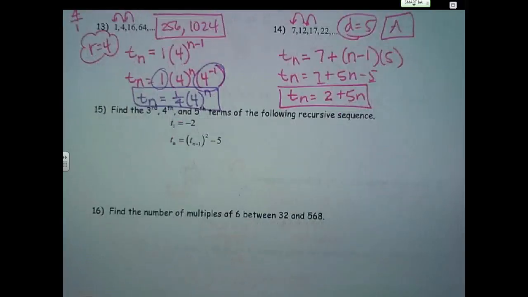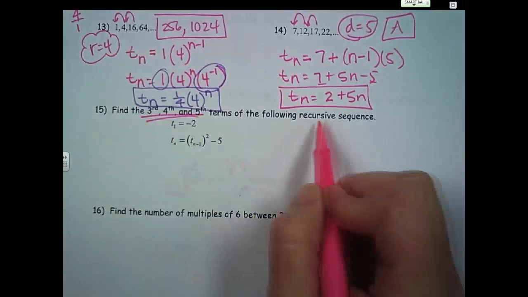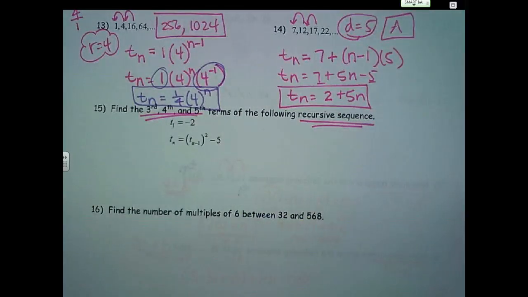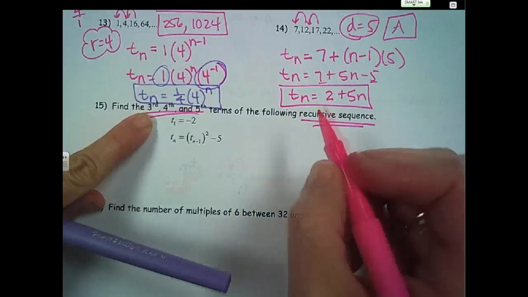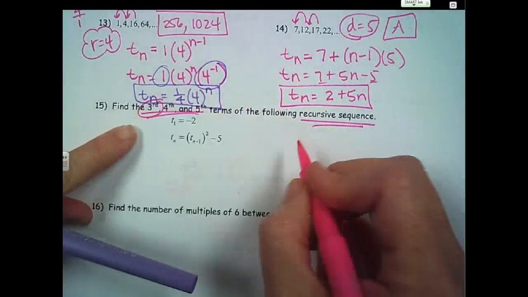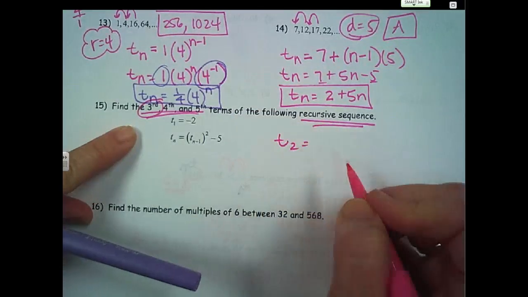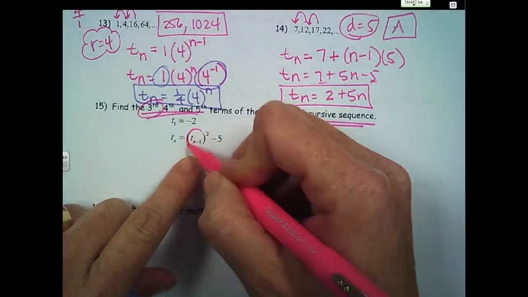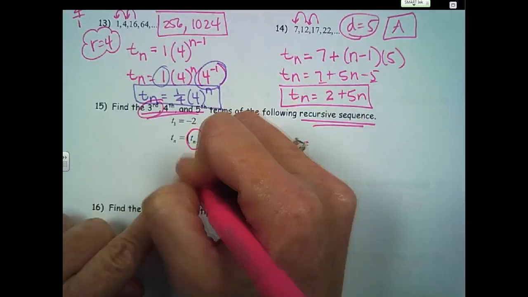Okay, the next one. Find the third, fourth, and fifth terms of the recursive sequence. Remember, this is where you have to use the previous term to get your next term. So if I'm looking for term 3, I need term 2. So that's what it says, find the third term. So we gotta find the second term first. The second term is found, remember this represents the previous term.